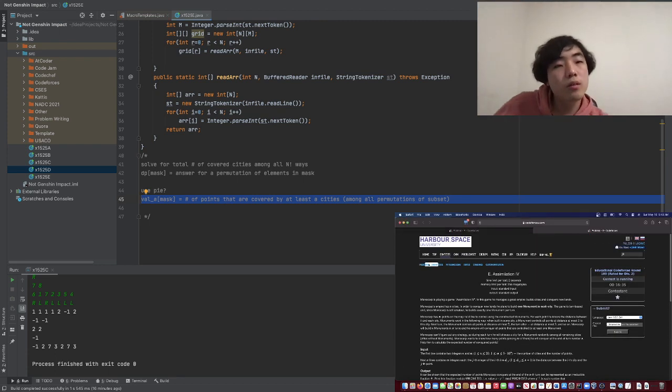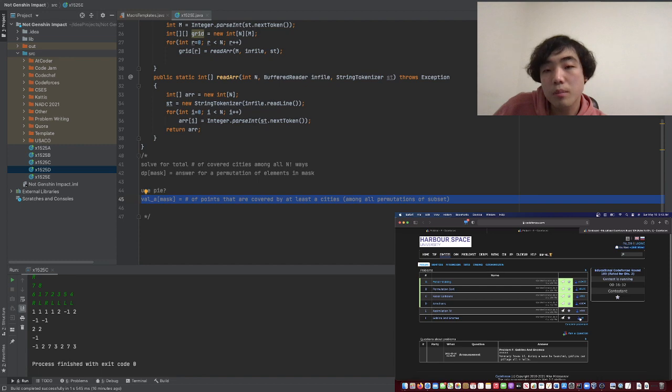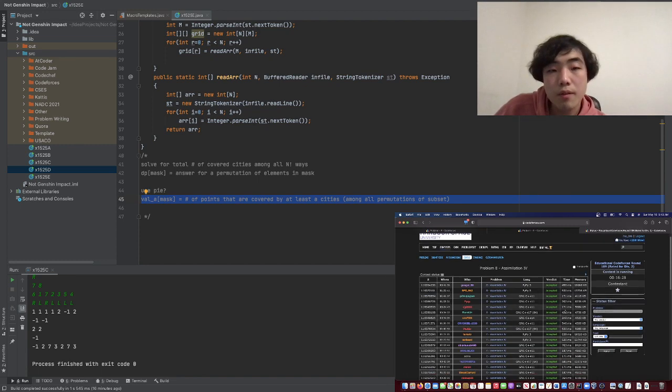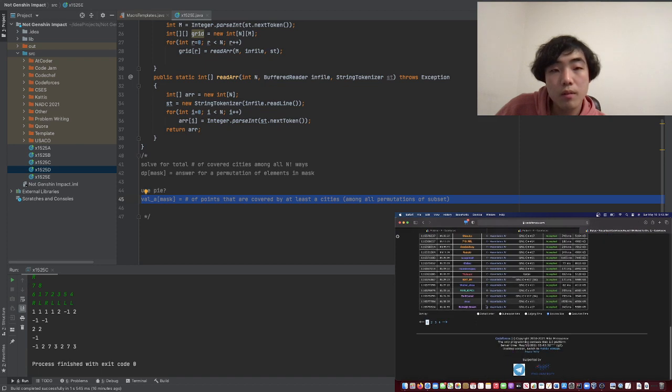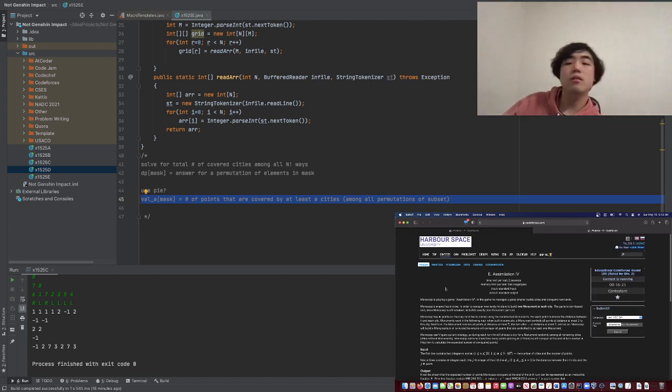Let's see, 2 second time limit, 256 memory. How fast were solutions? Fairly fast, honestly.